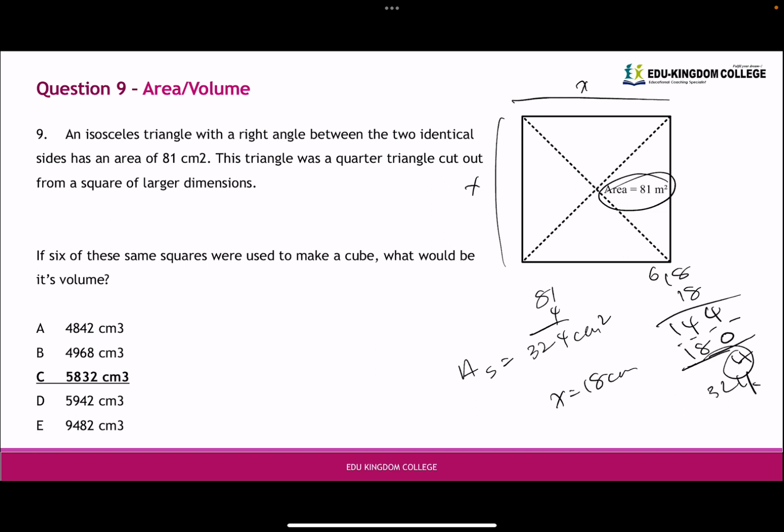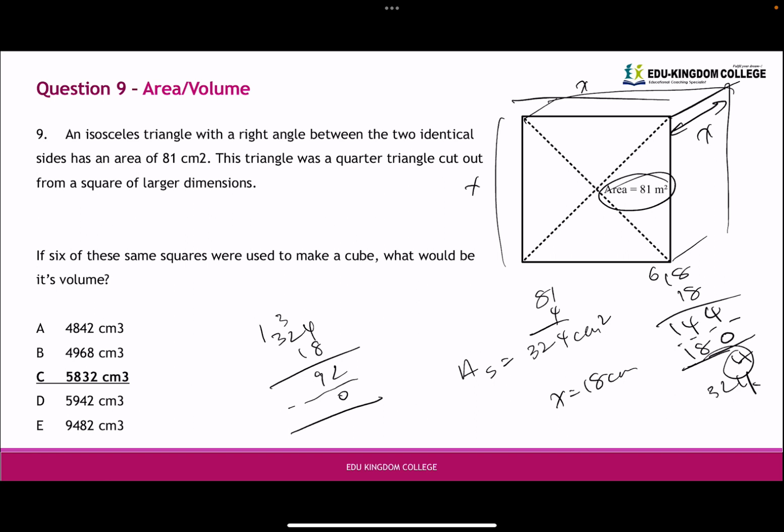So, if 6 of these same squares were used to make a cube, what would be its volume? So, we need to now multiply surface area and times by length. So, that's another x. So, 324 times 18. So, that's going to be 8 times 4 is 32. Carry the 3 over. 8 times 2 is 16. Carry the 1 over. 8 times 3 is 24. So, add the 1 is 25. So, 4, 2, 3, 2, 3. 1, so that's 8, and then 5. So that should give you your volume there.